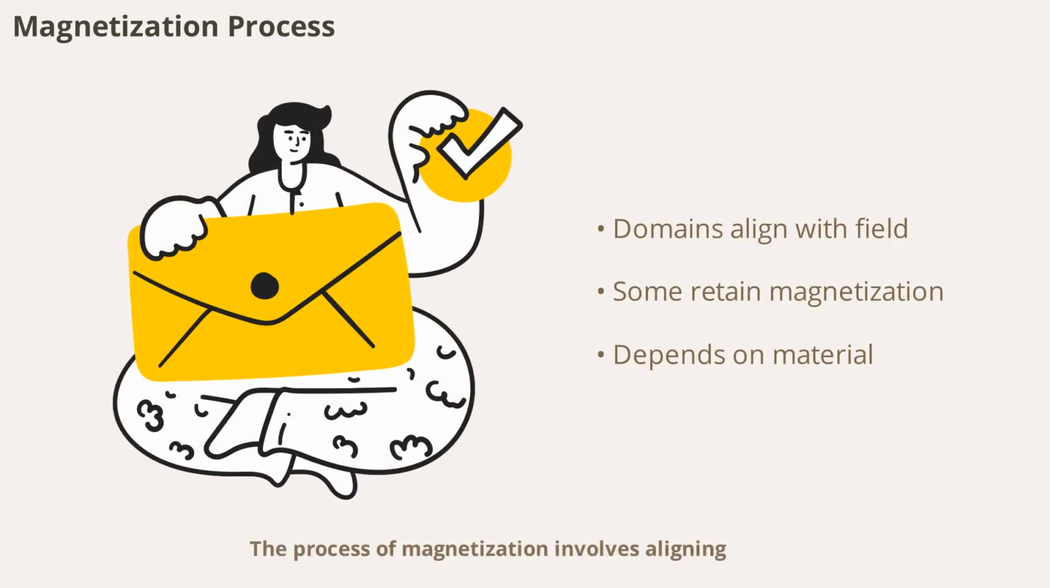The process of magnetization involves aligning the magnetic domains within a material. This can be achieved by placing the material in a strong external magnetic field, causing the domains to rotate and align with the field. Once the external field is removed, some materials retain this alignment, becoming permanent magnets. The ease with which a material can be magnetized depends on its composition and structure, influencing its use in various applications.